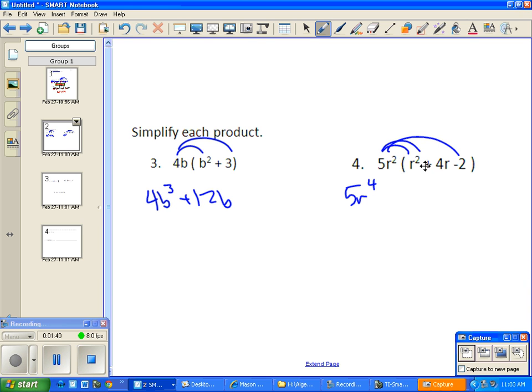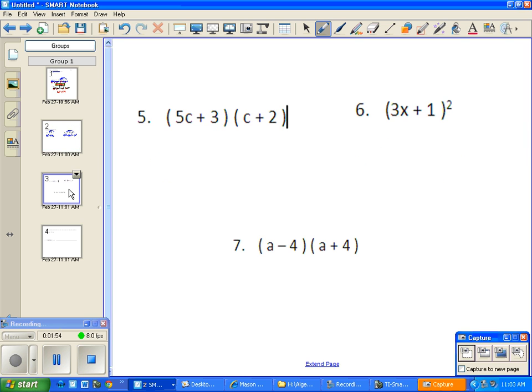Number 4 is similar. 5r squared times r squared, 2 plus 2 is 4, so 5r to the fourth. 5r squared times 4r, 5 times 4 is 20, and r squared times r is r to the third. 5 times negative 2 is negative 10, and the r squared just kind of comes along for the ride. You should look for like terms, but we don't have any, so we're done.